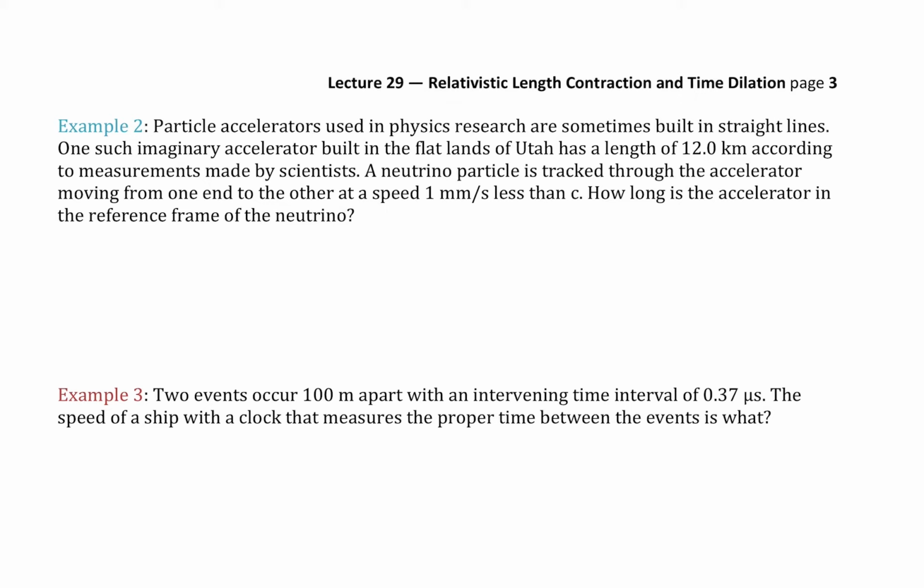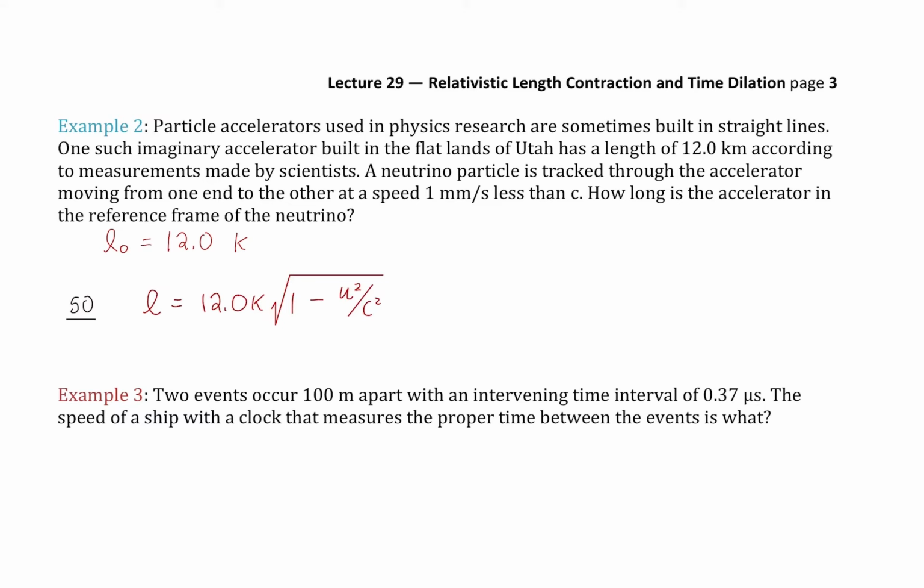A neutrino particle is tracked through the accelerator, moving from one end to the other at a speed 1 millimeter per second less than c. This is a very, very fast neutrino. How long is the accelerator in the reference frame of the neutrino? We first want to establish that the proper length is the 12 kilometers, because the particle accelerator is at rest relative to Earth and Utah, thus they're measuring the proper length.